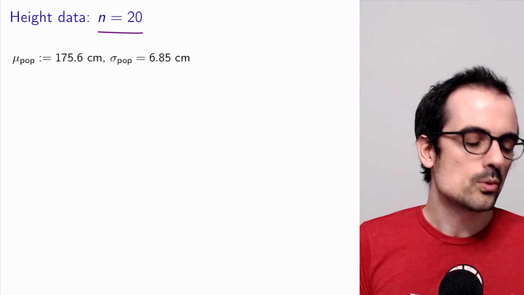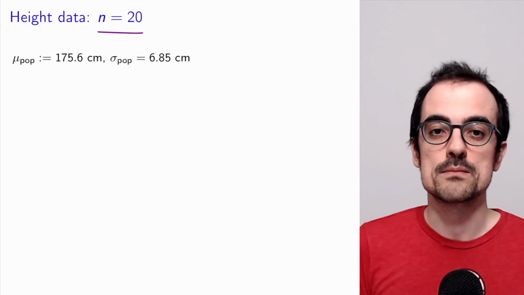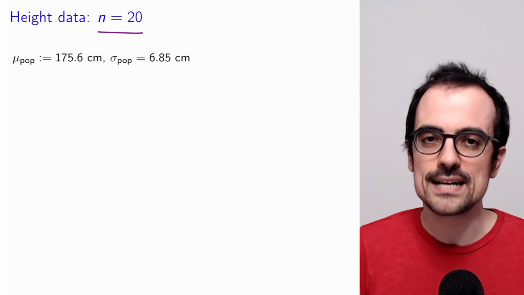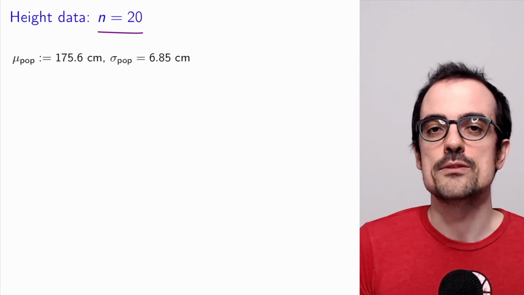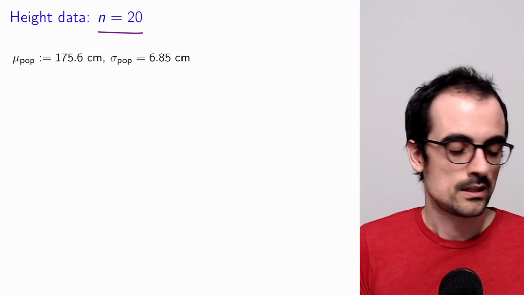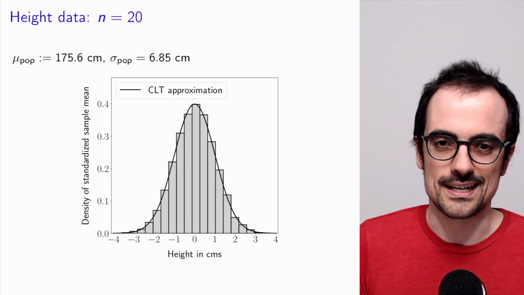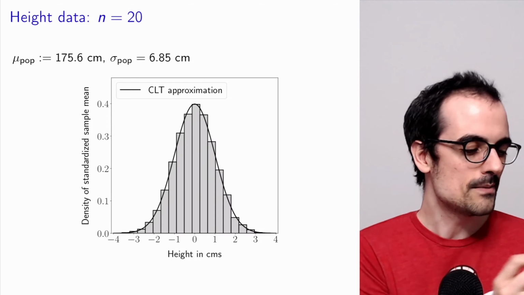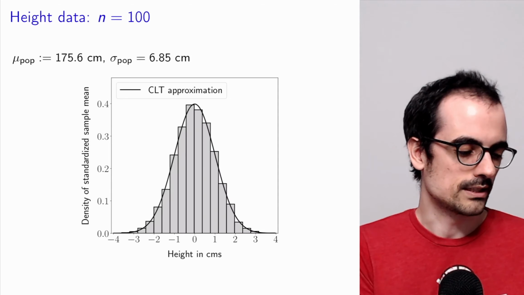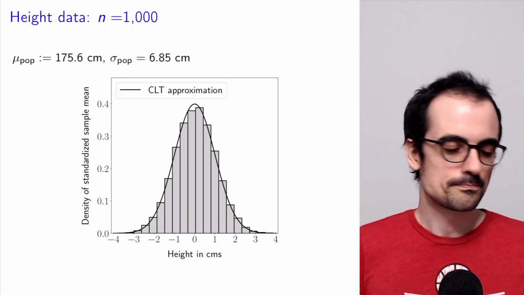Here what we're going to do is standardize the sample means that we obtain by taking 20 samples from our population of heights, by subtracting the population mean and dividing by the standard error. And what we see is that this is almost exactly a Gaussian, even though n is just equal to 20. For n equals 100 and n equals 1000, we only get a better approximation.